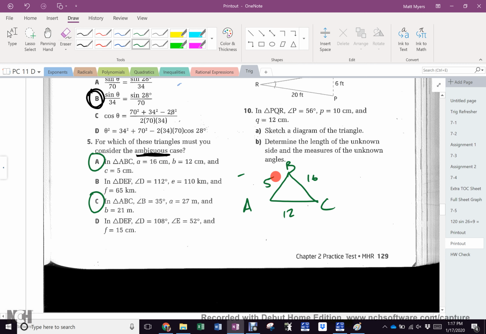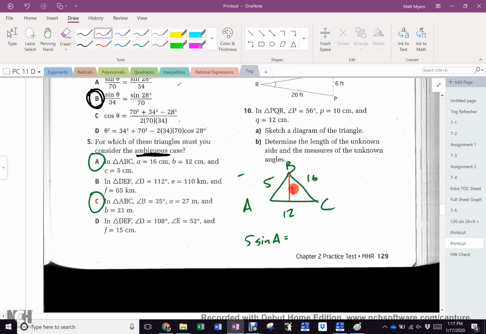Well, the only way to check is to have an angle, yes? So you would find an angle here using what? What's the only way to find an angle? Cosine law, you would find an angle and you would check with sine, yes? So you would find this angle, and then 5 sine A would be Q, yeah?